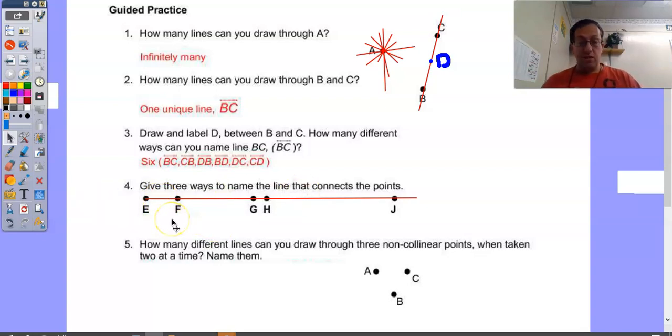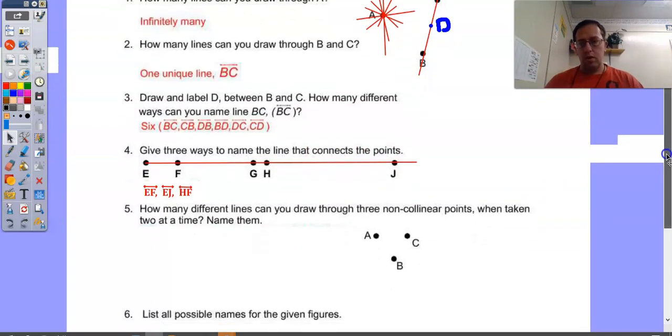All right. There are actually a lot of ways. We saw this one, there were 6 different ways here, right? So I just threw a couple on here. I could call it line EF. I could call it line EJ. I could call it line HF. I could call it line HG, GH, FJ, JF. Lots of different ways to name it, as long as you have only 2 points that are on this line. All right? That's it. Don't put 3.